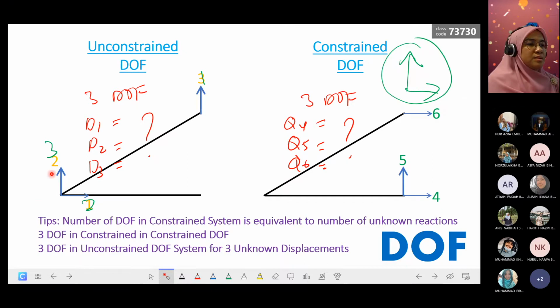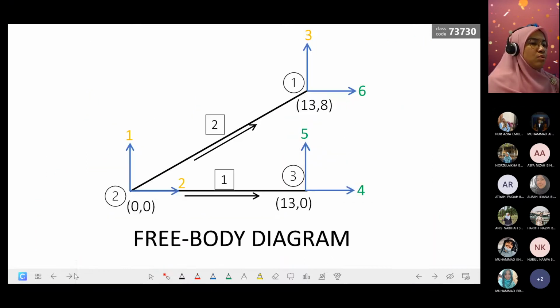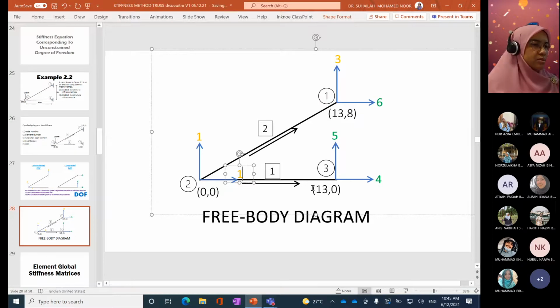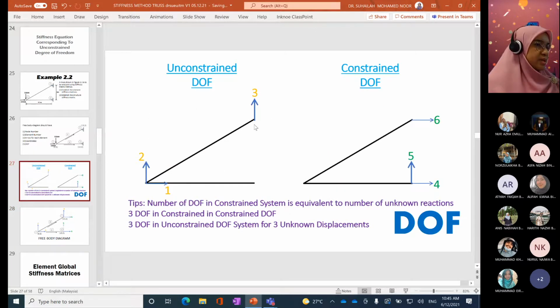Betul lah ni? Bila kita gabung, saya betulkan balik sini. Bila kita gabung, kira macam tambah je lah arrow dia tu. Yang arrow yang 3 tu lah, tambah kat situ je lah. Yang unconstrained tu kan ada 3 arrow yang ketiga ke atas tu. Tambah untuk cukupkan jadi XY.